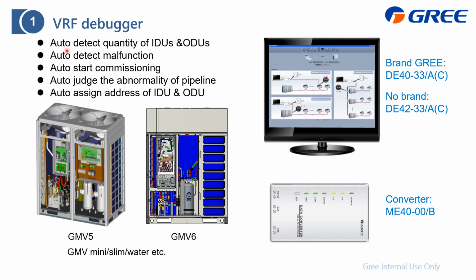And this debugger is available for GMV5, GMV6, GMV Mini, Slim, and Water, etc. And it should have the software installed on the computer, with the Gree brand this model, with no brand this model. And as for the hardware, we need this converter. It just converts the CAN signal for the computer, which is the USB.